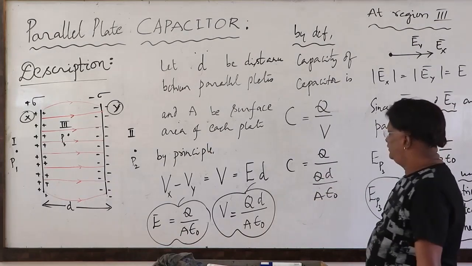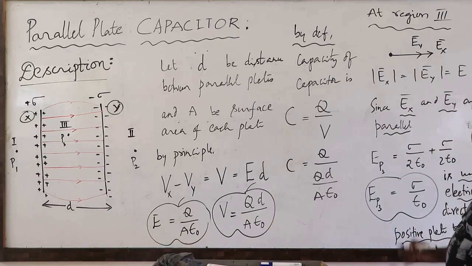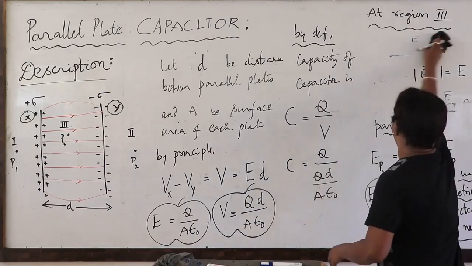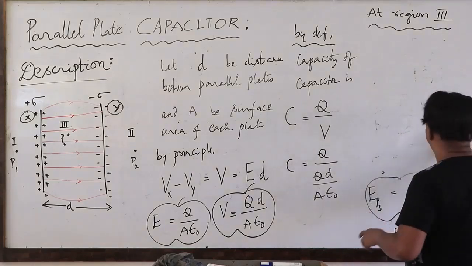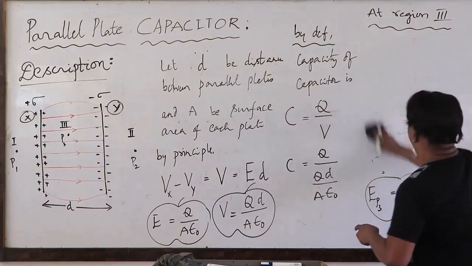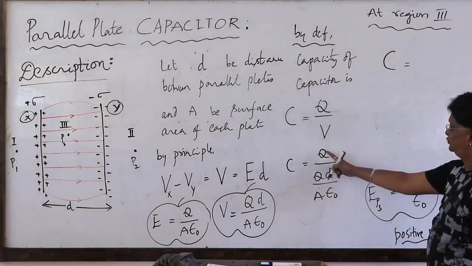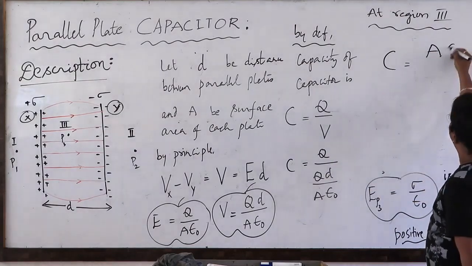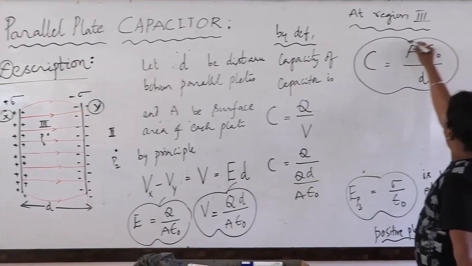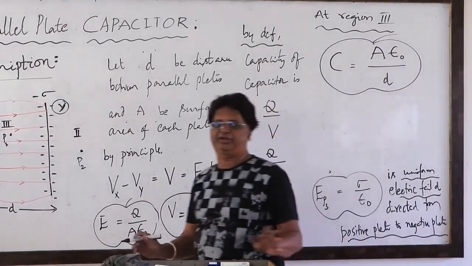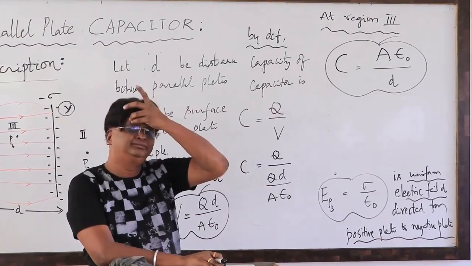If you cancel out, what is the final expression that we get here? For this, the capacity C is equal to Q, cancel out with A, epsilon naught by D. One more time, you can watch the LHS and RHS. See the capacity of a capacitor on the LHS.